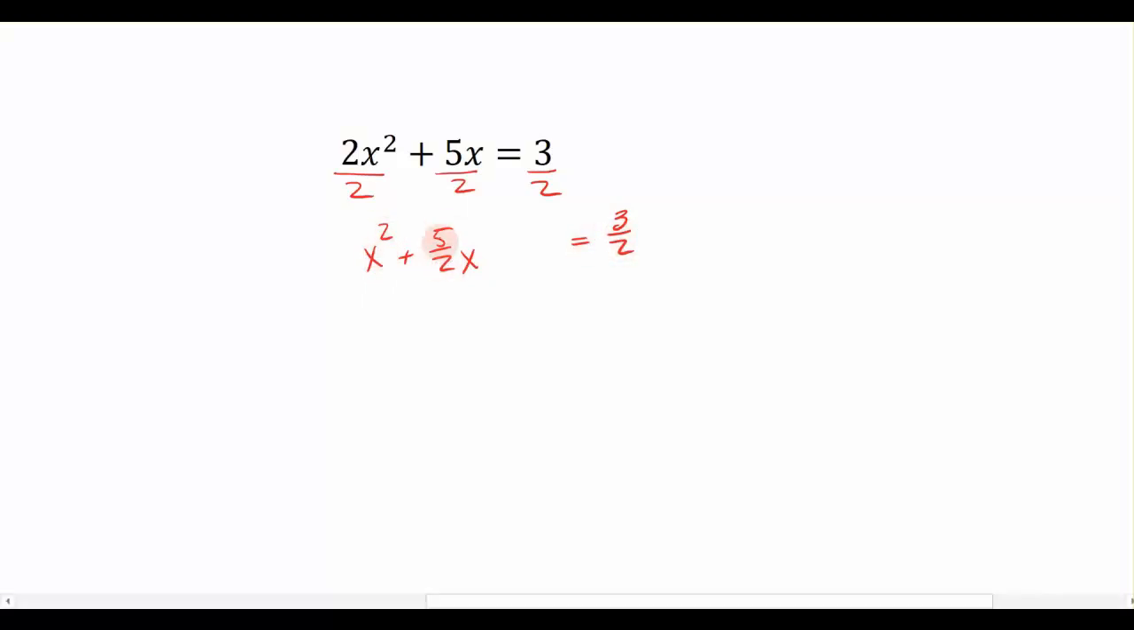Now we're going to take my b term. That's the 5 halves right here. And remember, we take half of b. When I take half of b, that's like multiplying b by 5 halves. When I multiply two fractions, I multiply numerator to numerator and denominator to denominator. So I get 5/4. Now 5/4 is what I'm going to square. When I square a fraction, I square the numerator, which is 25, and I square the denominator, which is 16. So 25/16 is what I have to add to both sides of my equation to keep it balanced.